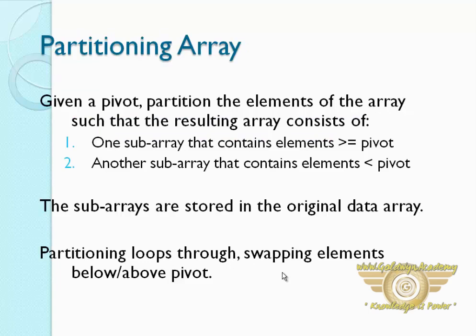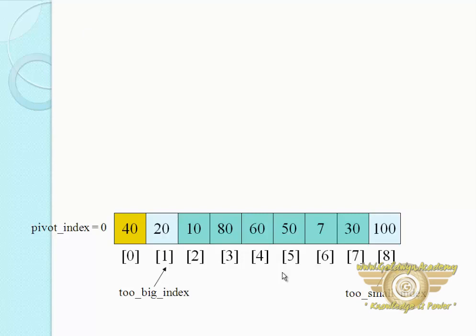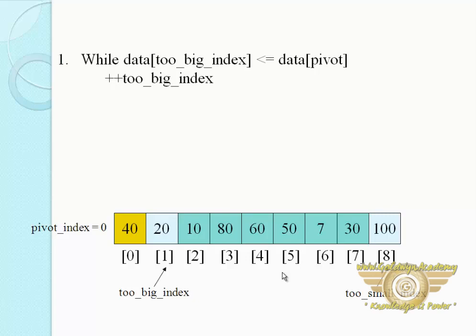Given a pivot, partition the elements of the array such that the resulting array consists of one sub-array that contains elements greater or equal to the pivot, and another sub-array that contains elements less than the pivot. The sub-arrays are stored in the original data array, and partitioning loops through, swapping elements below or above the pivot. So now the too big index is 1 and the too small index is 8.